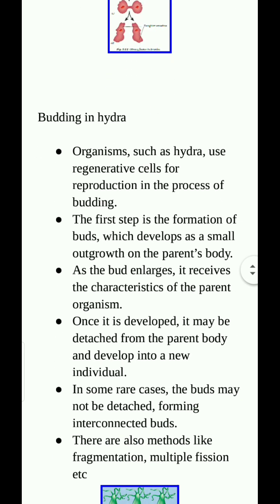Then budding in hydra. Organisms such as hydra use regenerative cells for reproduction in the process of budding. The first step is the formation of buds, which develop as a small outgrowth on the parent's body. As the bud enlarges, it receives the characteristics of the parent organism. Once it is developed, it may be detached from the parent body and develop into a new individual. In some rare cases, the buds may not be detached, forming interconnected buds.